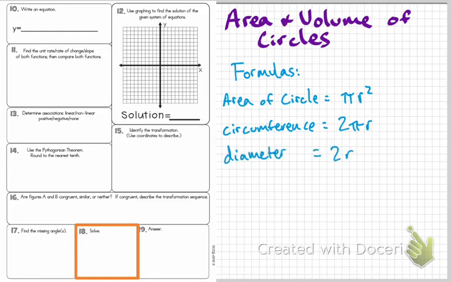If you need to find the diameter, you can multiply 2 times the radius. And if you need to find the radius, you can take the diameter and divide it by 2, or diameter over 2 would give you the radius.